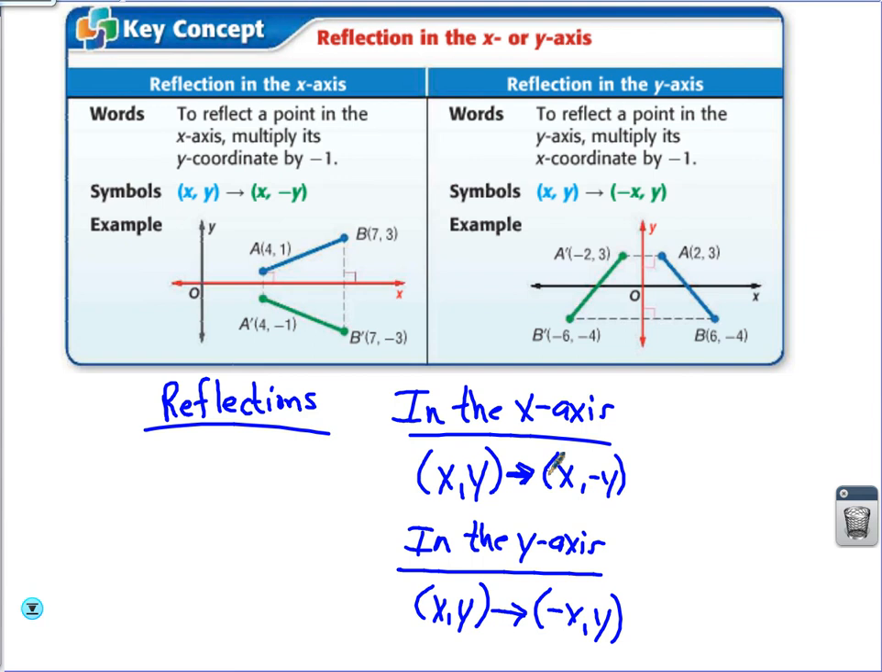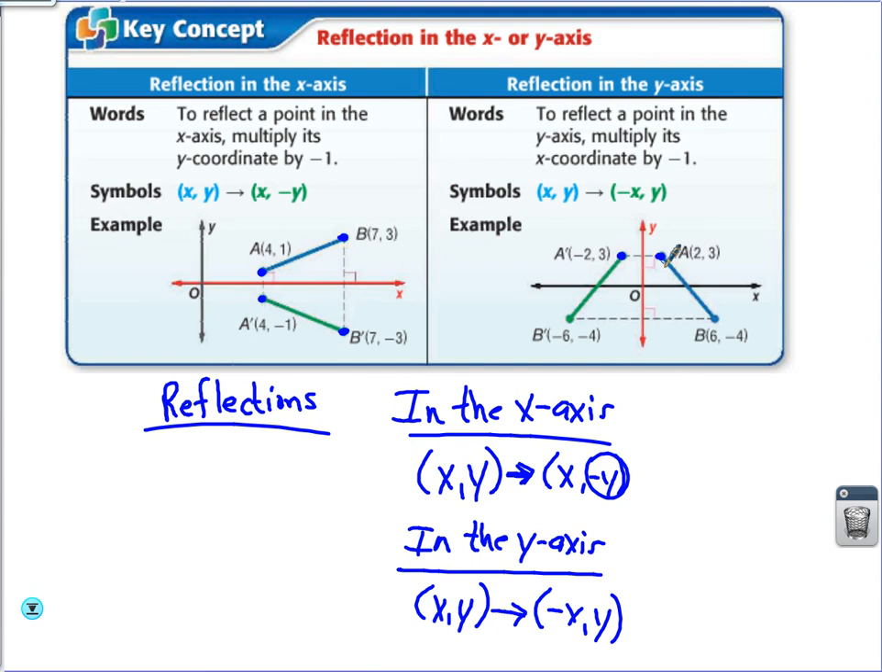Here's some examples. (4, 1) reflected across the x-axis becomes (4, -1). (7, 3), when reflected across the x-axis, turns into (7, -3), and you can see that. Or you could say (7, -3), if you reflect it, would turn into (7, 3), the opposite of Y. Same thing with the y-axis. (-2, 3) turns into (2, 3).